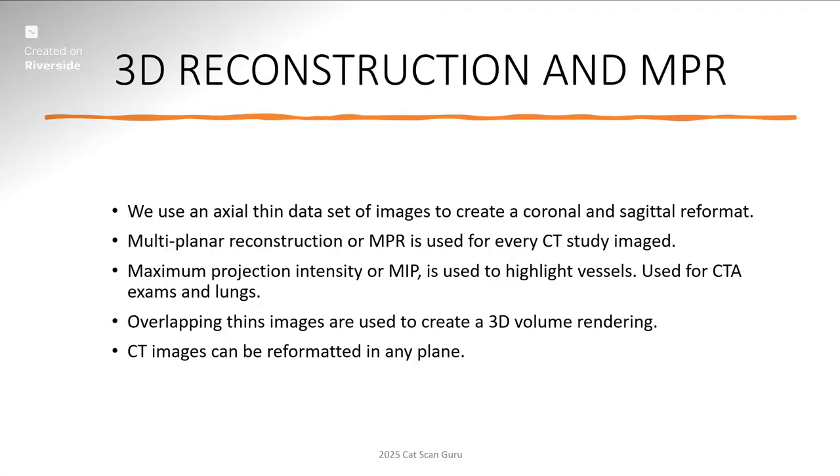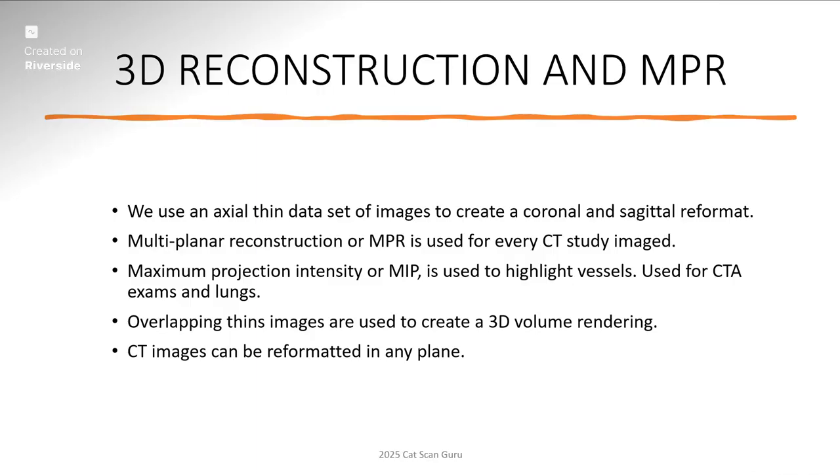Now, you also have something called a maximum intensity projection, or your MIP. This is used to highlight the vessels, like we use it for CTA exams. We use it for high-res chest. We use it for PE studies, chest CTs. So it really enhances, if you gave contrast, all the vessels so the radiologist can see them, and it enhances all the structures of the chest and the bronchi as well.